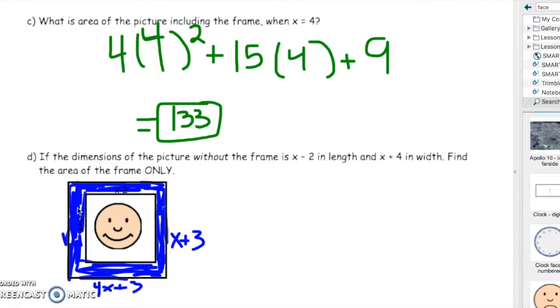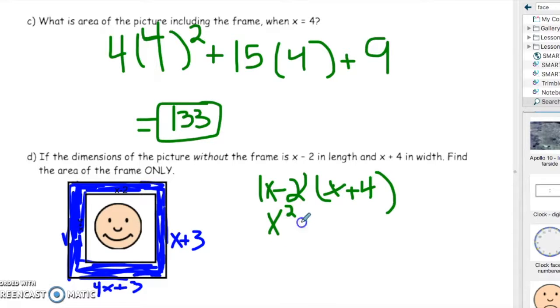So what you really need to do, guys, is find the area of the little picture, because when you find the area of the little picture, this guy's gone. You're going to actually find the area of this first. So we're doing length times width, x minus 2 times x plus 4. So we're going to get x squared plus 4x minus 2x minus 8. So the area of the actual picture is x squared plus 2x minus 8.